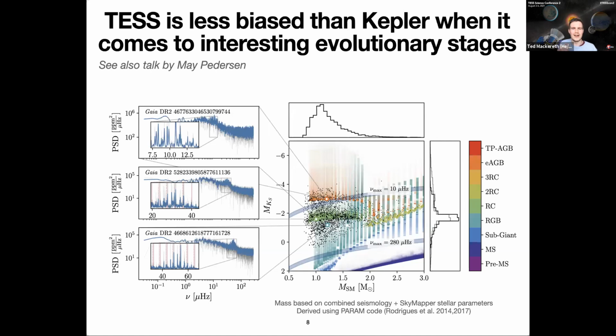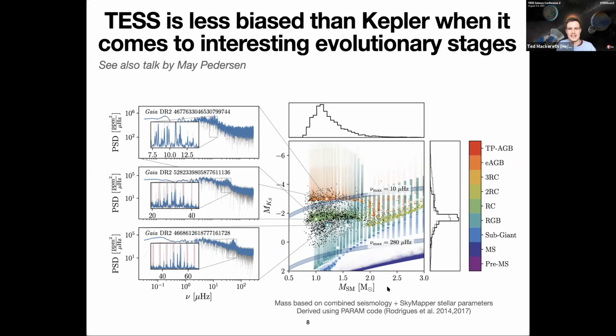And a great thing about TESS is that it ends up being less biased than Kepler when it comes to interesting evolutionary stages on the giant branch. I think May Peterson talked about this in her talk as well, but there are lots of interesting stellar evolutionary stages in TESS because it's unbiased as to where it's looking in the sky. And so with the FFI, you can basically pick any star from Gaia and see if you detect oscillations there. And in our sample, we found a few astrophysically interesting evolutionary stages.